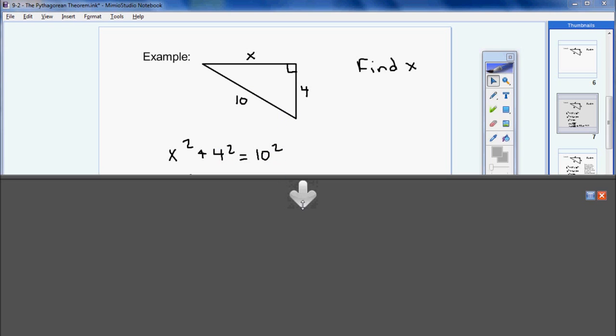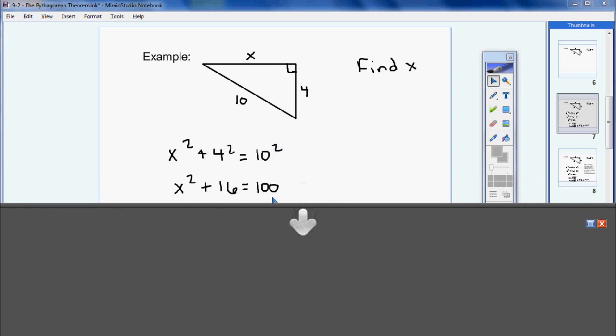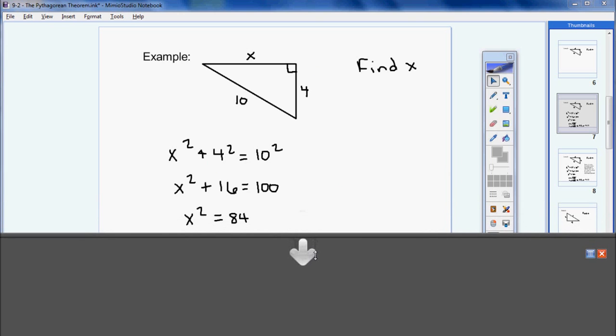So what you need to do then is solve it. We square 4, we square 10, and we get x squared plus 16 equals 100. Let's make sure we write that down. So you have x squared plus 4 squared, leg squared plus leg squared equals hypotenuse squared, 10 squared. So that means that x squared plus 16 equals 100. You should all know then that you subtract 16 from both sides, so x squared ends up equaling 84.